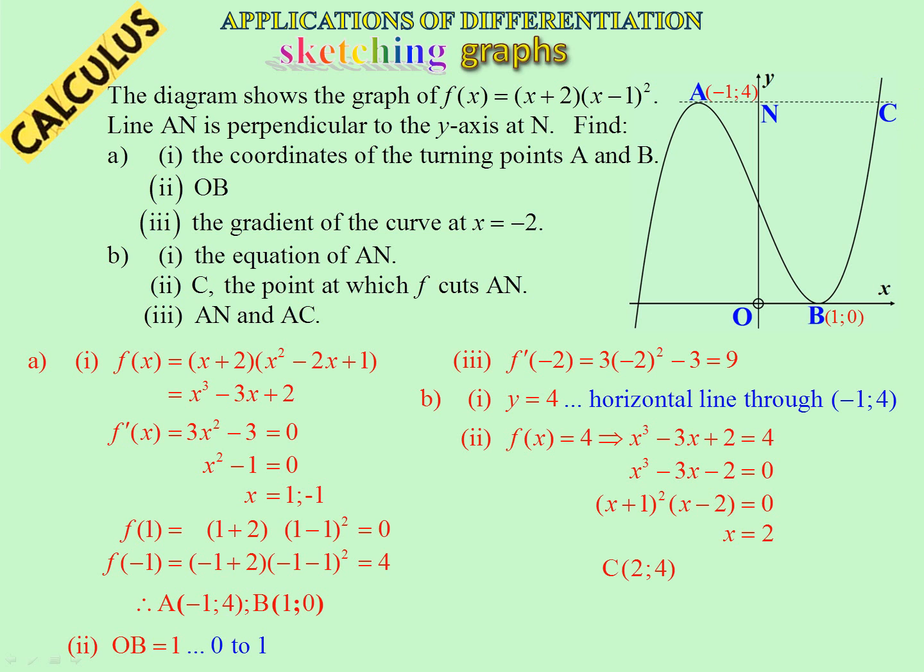And there are the coordinates of point C. We know the x value is 2, we just found. It lies on the line y equals 4, so the y value is 4. AN and AC, well, the difference between the x values, this being a horizontal line, the difference between the x values.